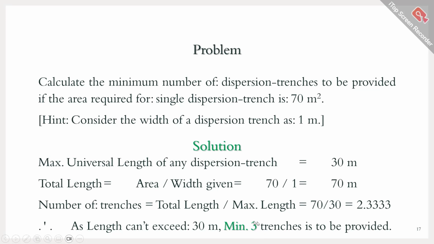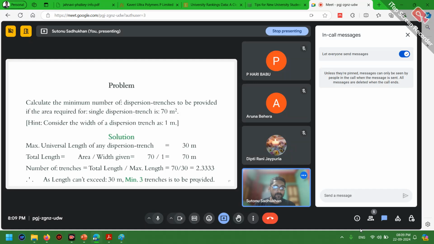So if you take 3 as the minimum number of trenches, the length will be 70 divided by 3, which is a bit less than this 30 meter, which is acceptable because 30 meter is the maximum length. So as the length cannot exceed 30 meter, minimum 3 trenches is to be provided. Hope it is clear.